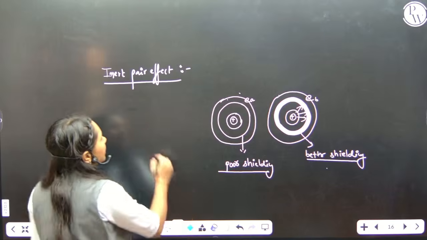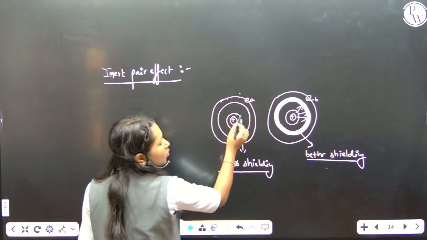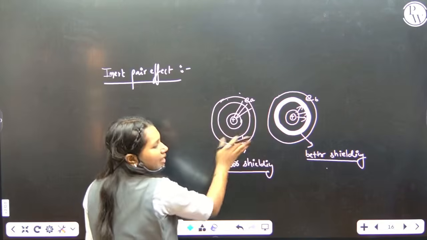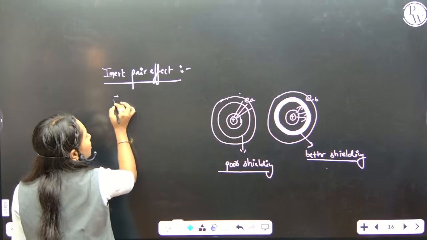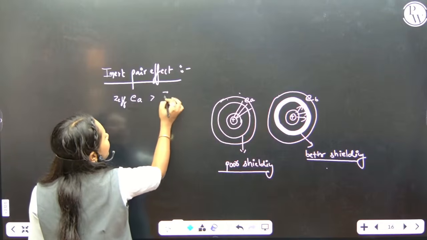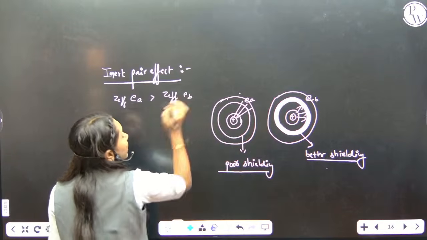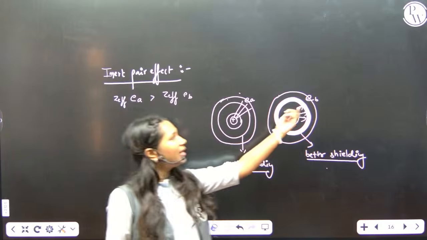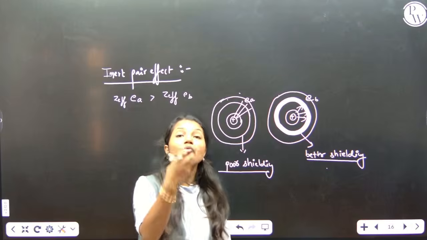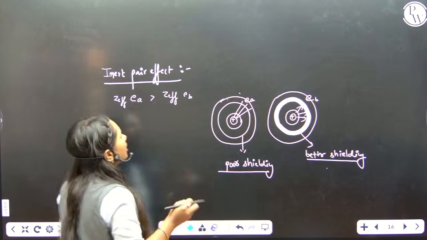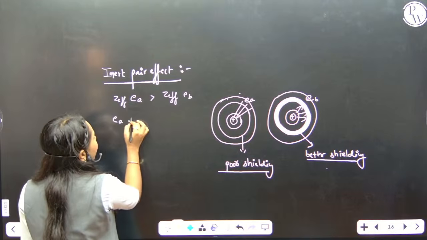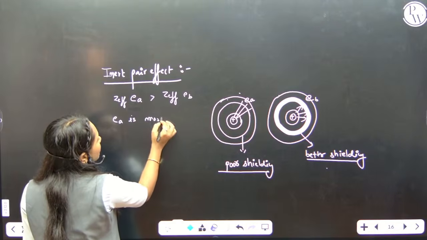So the answer is, this shell will not be able to shield properly, right? So Z effective is more for EA than Z effective for EB. It means that the EB electron will feel less charge, the EA electron will feel more charge. Now tell me which electron is difficult to remove, because EA is more attracted to the nucleus.